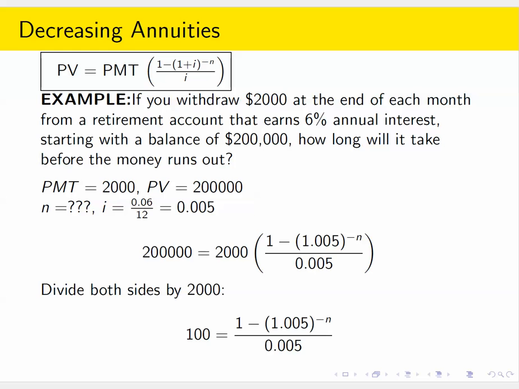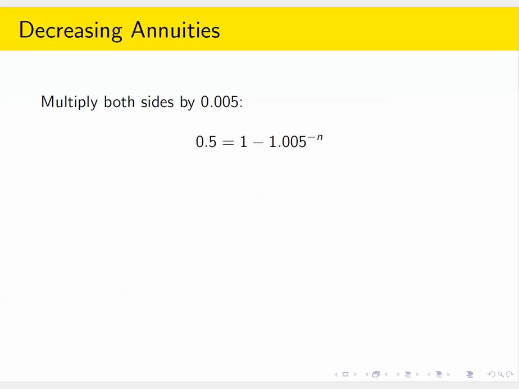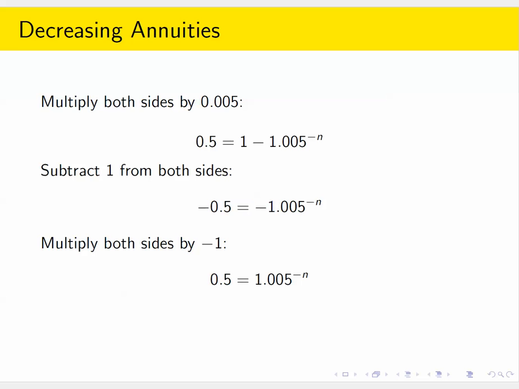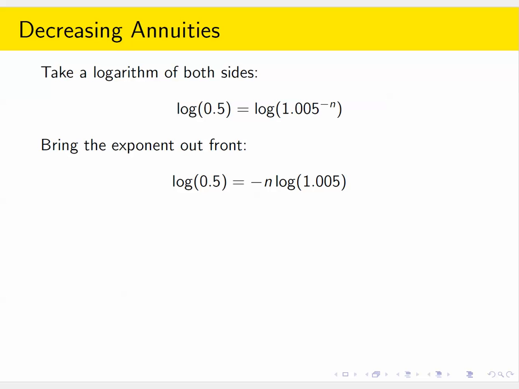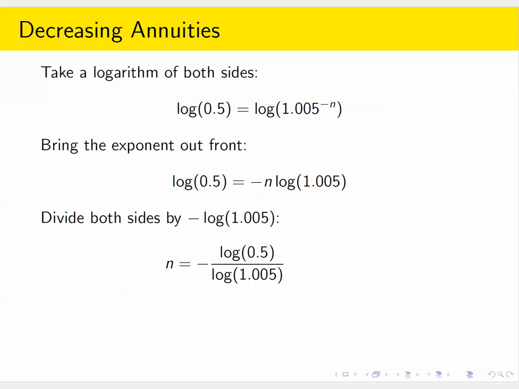Let's start by simplifying. We can do a little bit if we just divide both sides by 2,000. And then we can multiply both sides by 0.005. That gets rid of the denominator we had on the right side of the equation. Then I can subtract 1 from both sides. And I can change both of those negatives into positives if we multiply both sides of the equation by -1. And now we're ready to apply a logarithm formula. If we take the log of both sides, then we can bring the exponent -n out front. And now we'll be able to isolate n if we divide both sides by negative log of 1.005.